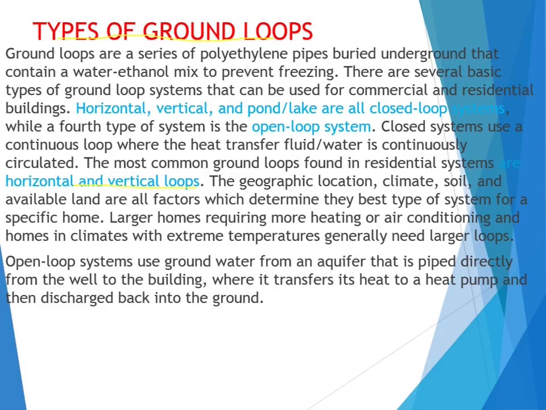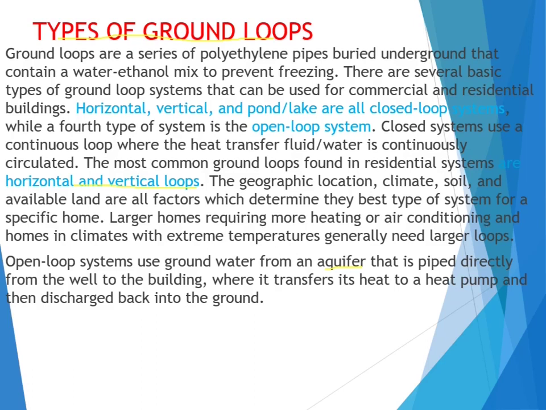The geographical location, the climate, the soil, and available land are all the factors which determine the best type of system for the specific home. Larger homes require more heating or air conditioning, and homes in climates with extreme temperatures generally need larger loops. Open loop systems use groundwater from an aquifer. An aquifer basically holds water that is piped directly from the well to a building, where it transfers its heat to a heat pump and then discharges back into the ground.